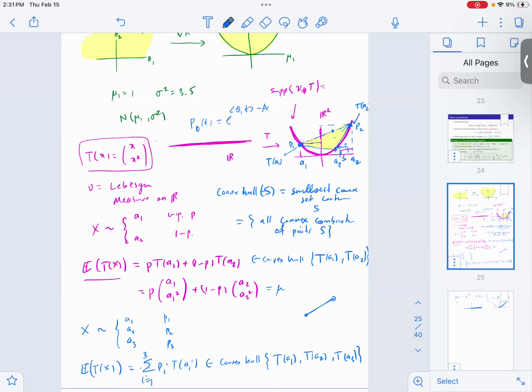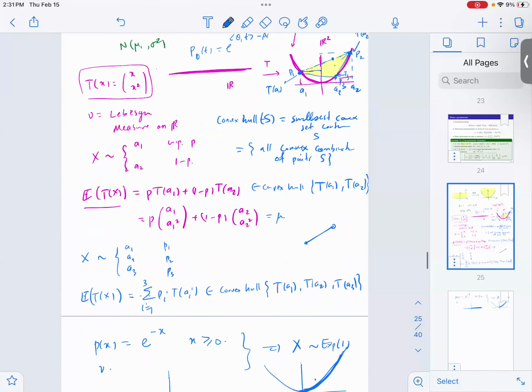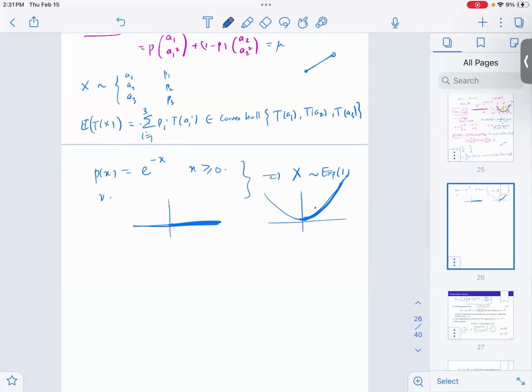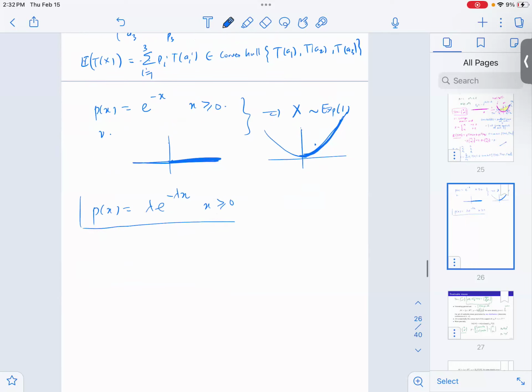So for example, if I change this measure, this picture will change. You can think of the usual exponential random variable, let's say, as an exponential family like this. If I allow all the lambdas, you can think of this as really the exponential family associated with t of x. It's actually not two-dimensional.